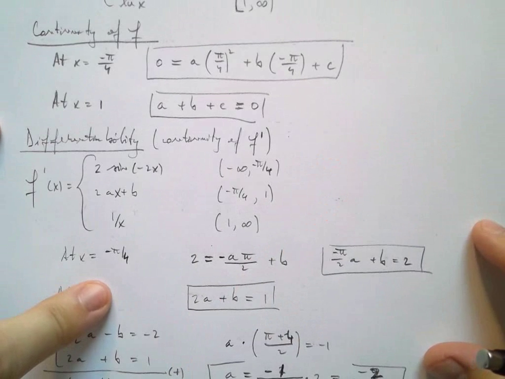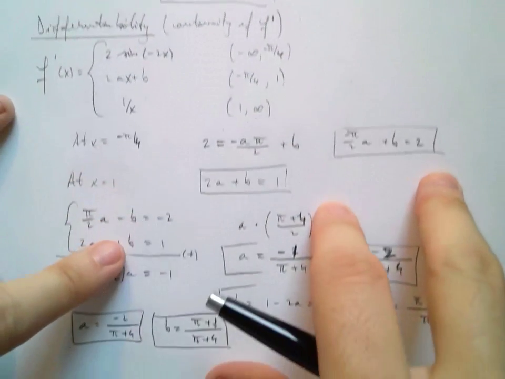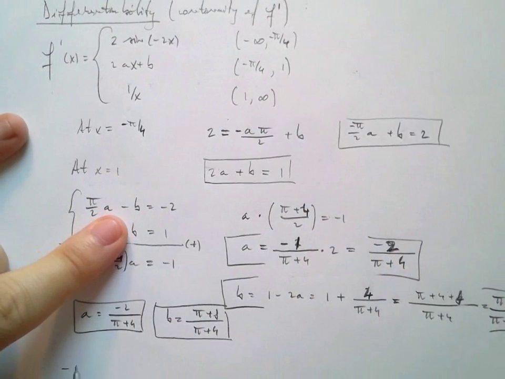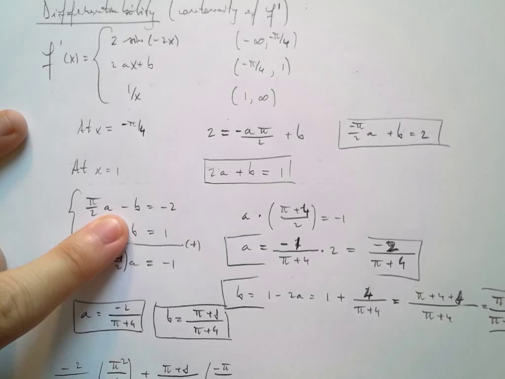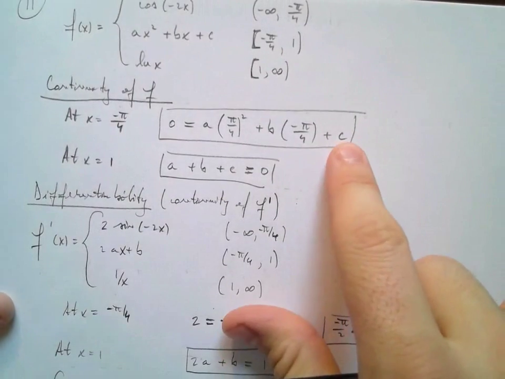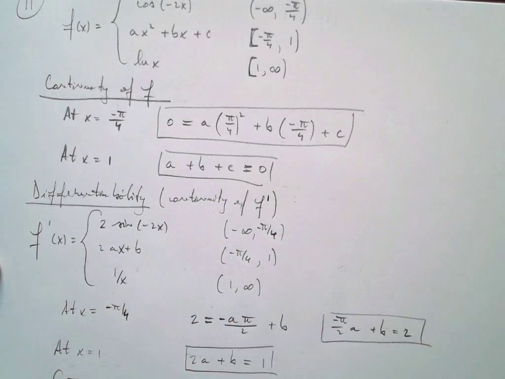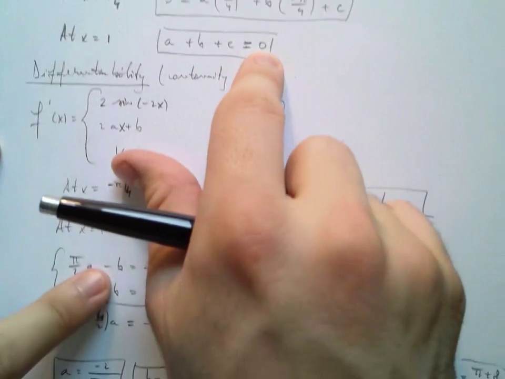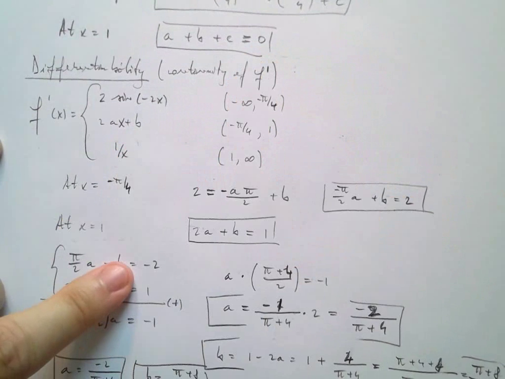So let's see, I plug in something for a in the top equation. I get minus 2 over pi plus 4 times pi squared over 16 plus b is pi plus 8 over pi plus 4 times negative pi over 4, and this should all be equal to negative c, right, if I move c to the other side of the equation. And then I move c in this one, so a plus b should also be equal to negative c.